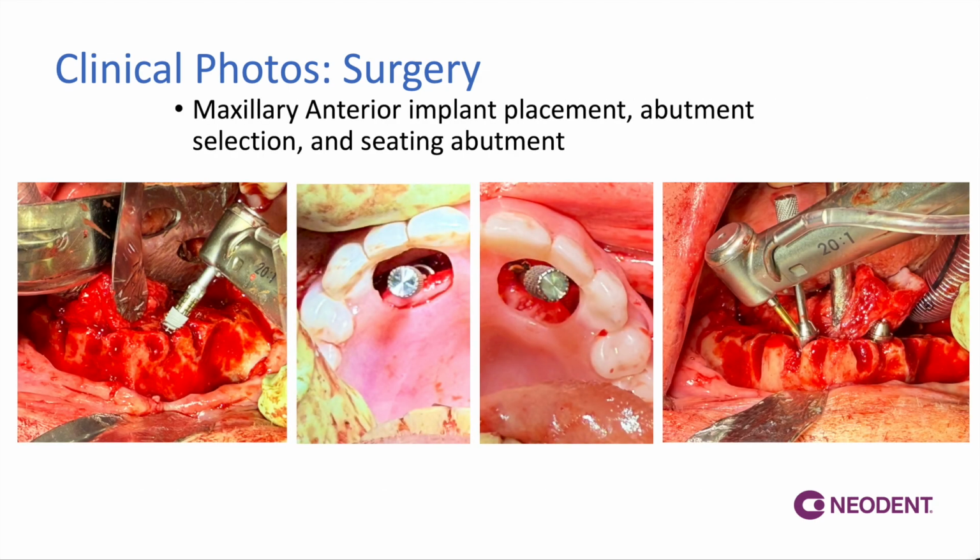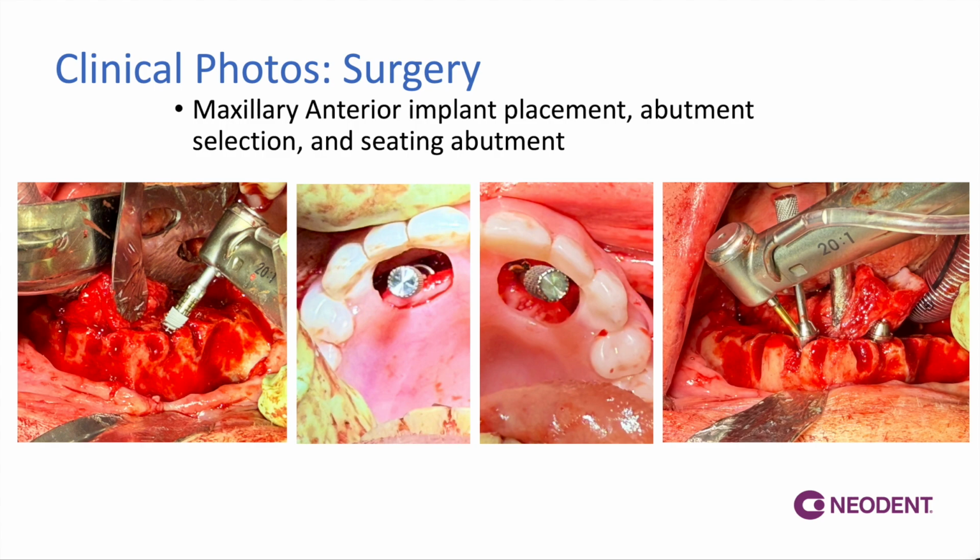After we are feeling the bone and we've determined our final osteotomy width and length, then we can place our implants. And here, as you can see, we've placed the maxillary right, the number 7 implant area, and we are getting that to depth. What's pictured there is not the final depth.